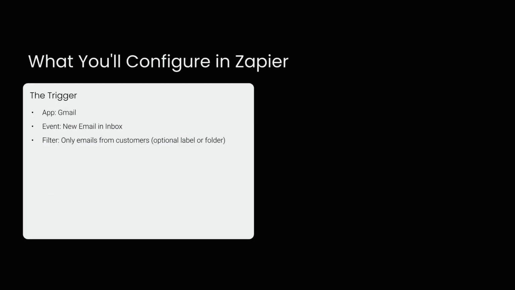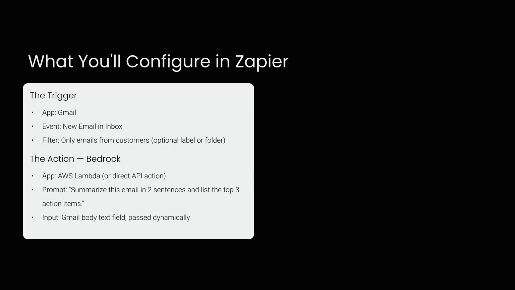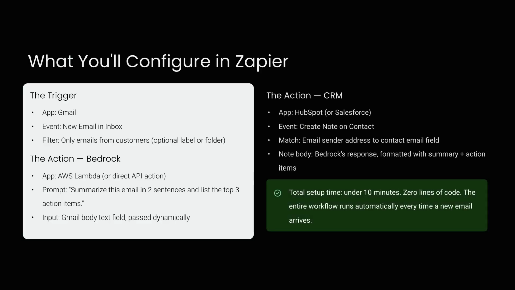In Zapier, we configure the Gmail trigger and filters, set up the Bedrock action to process the email body, and define the CRM action to match the contact and create a note with Bedrock's response.